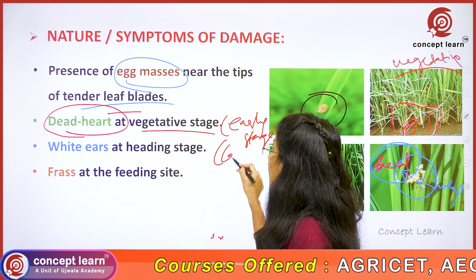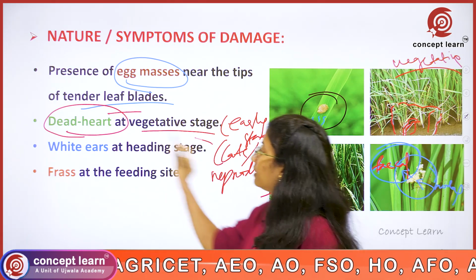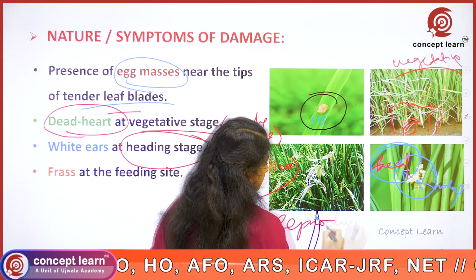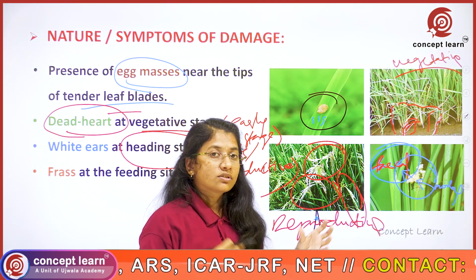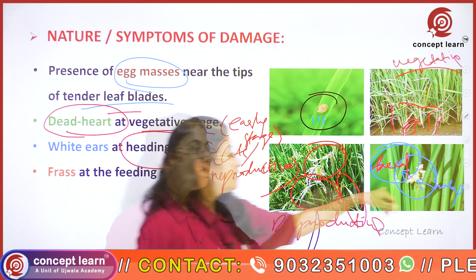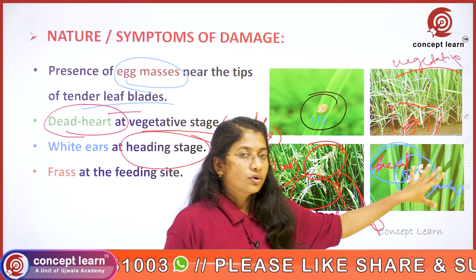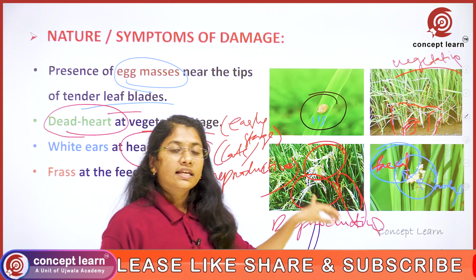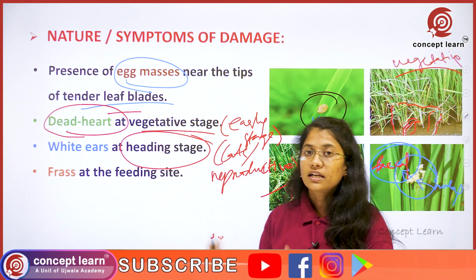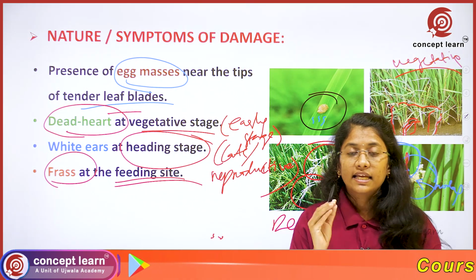During the late stage, or reproductive stage, that is at the heading stage, as you can see here, the entire contents of the stem have been eaten away. It leads to the formation of white hairs, known as white ear heads. At the earlier stages we can go for management practices in order to control this, but after the white ear heads appear, management practices usually do not give good results. You can also detect its presence by seeing the frass at its feeding site.